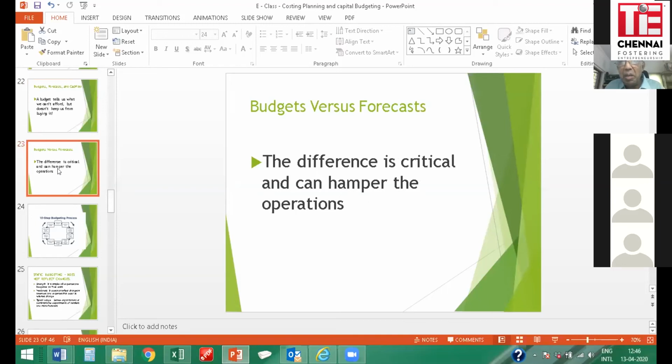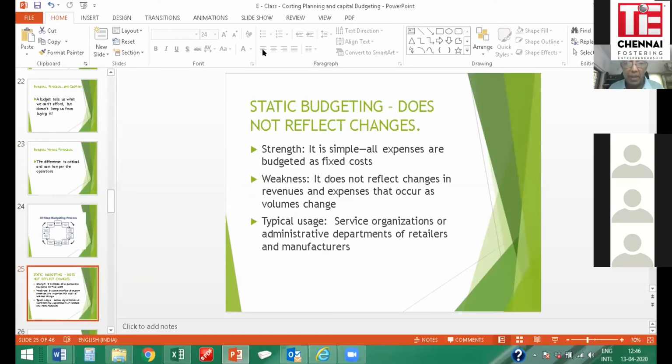The difference between budget and forecasts is critical. I'll now come to some details of budgeting, how we go about it.